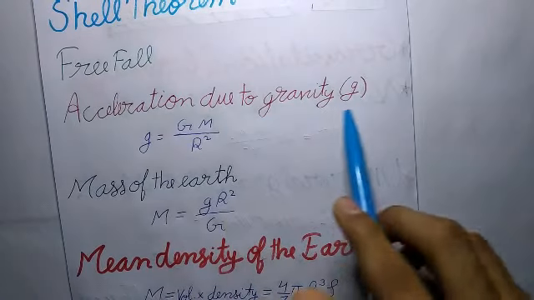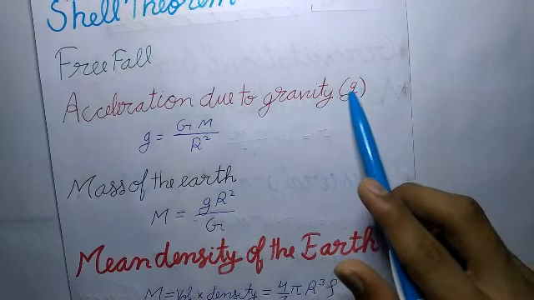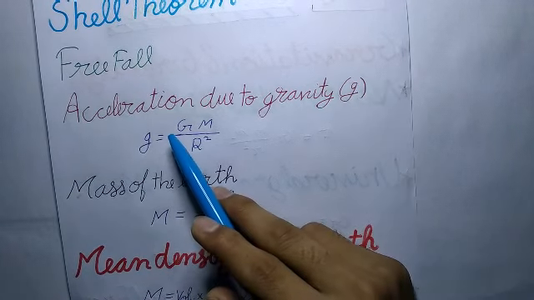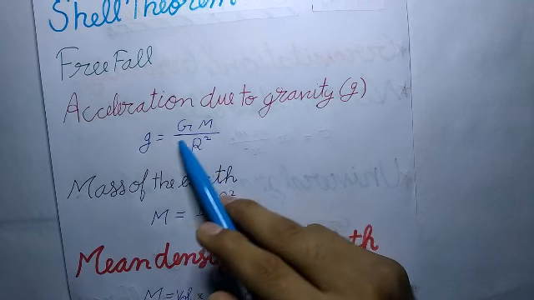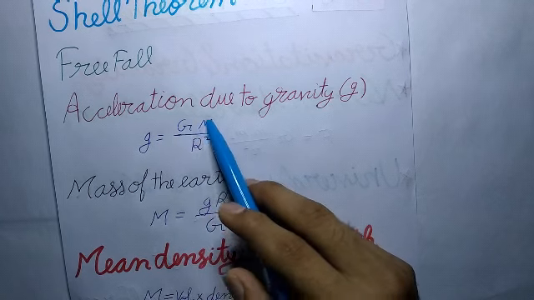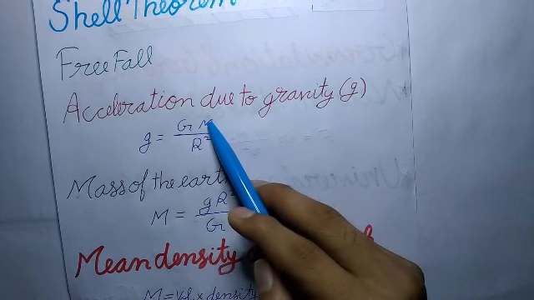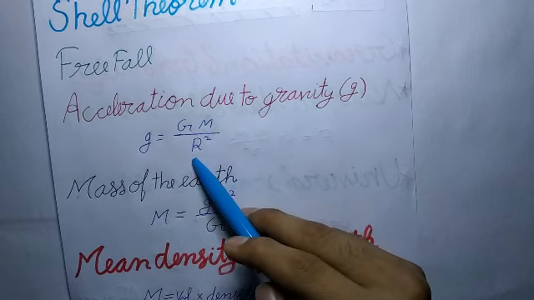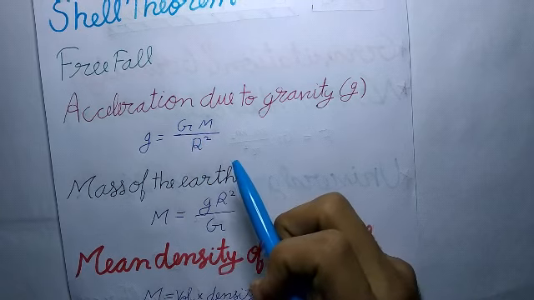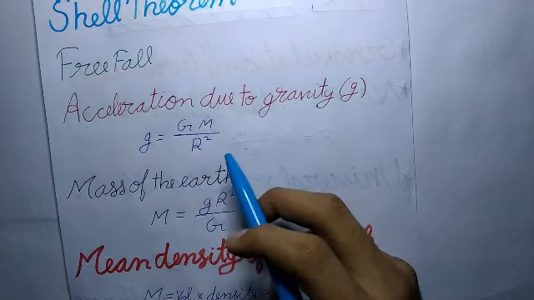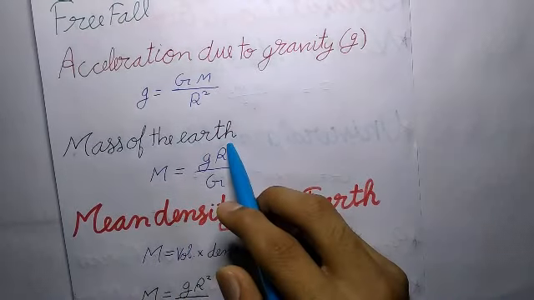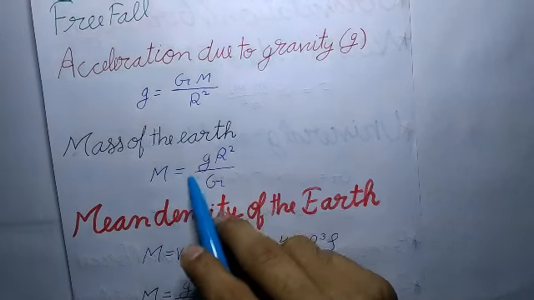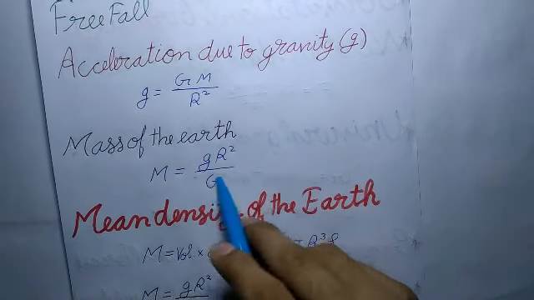Acceleration due to gravity, which is represented by small g. The acceleration produced in the motion of a body under the effect of gravity is called acceleration due to gravity. At the surface of the earth, g equals G M upon R squared, where M is the mass and R is the radius of earth. It is a vector quantity. The SI unit is meter per second squared. Mass of earth is given by M equals g R squared upon G.